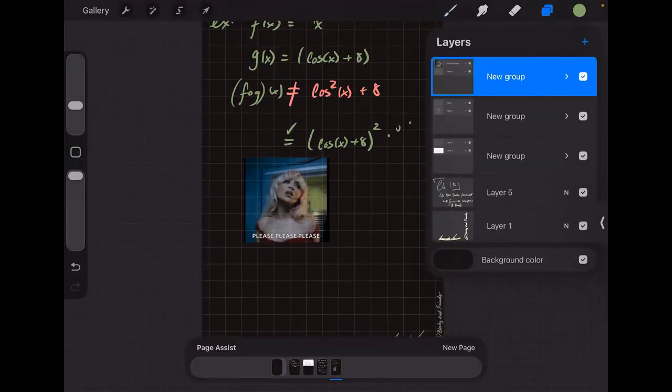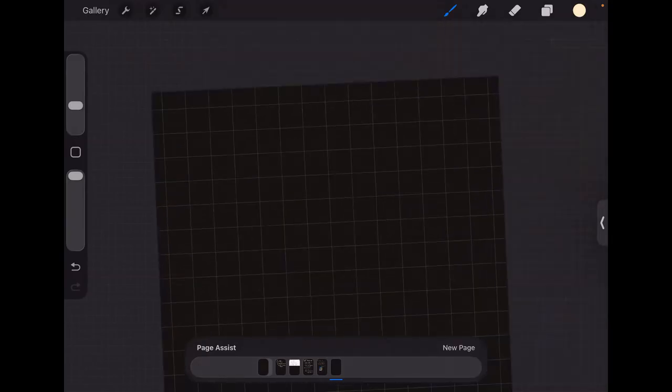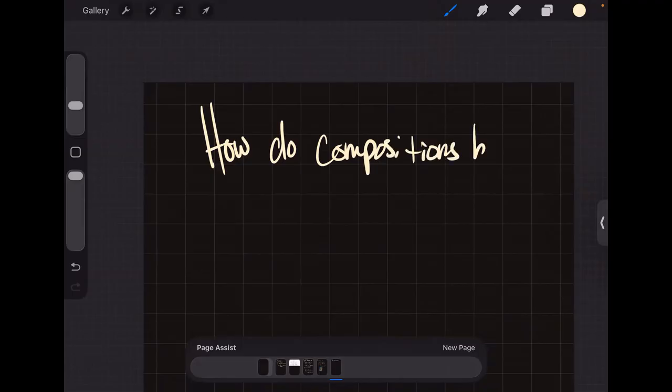Why do we care about function compositions? Am I recording? Yes, I am. Okay. Big picture. How do compositions behave?